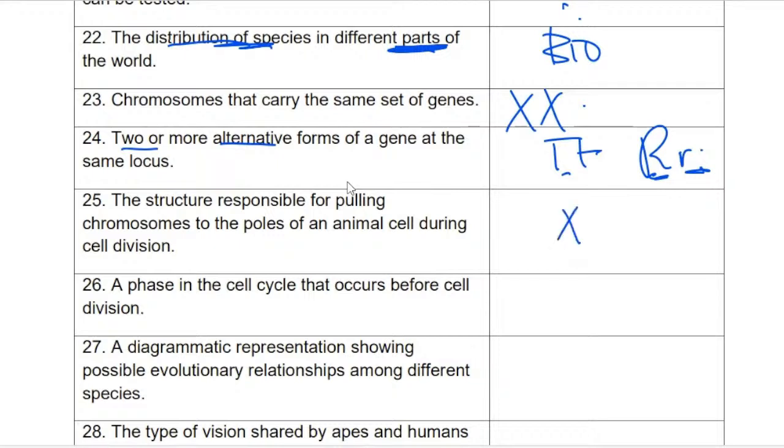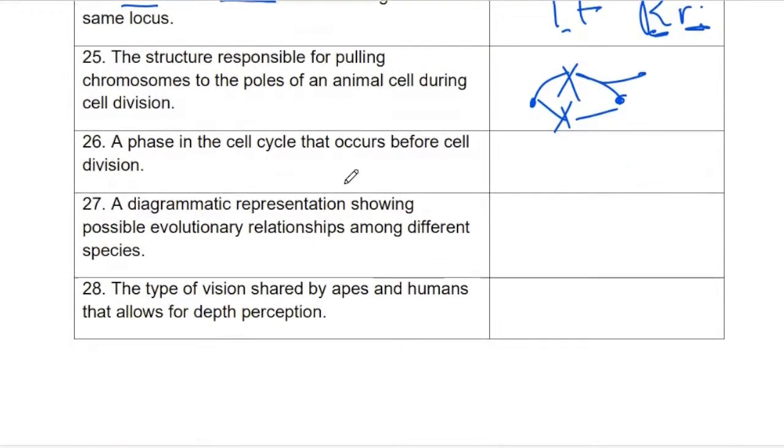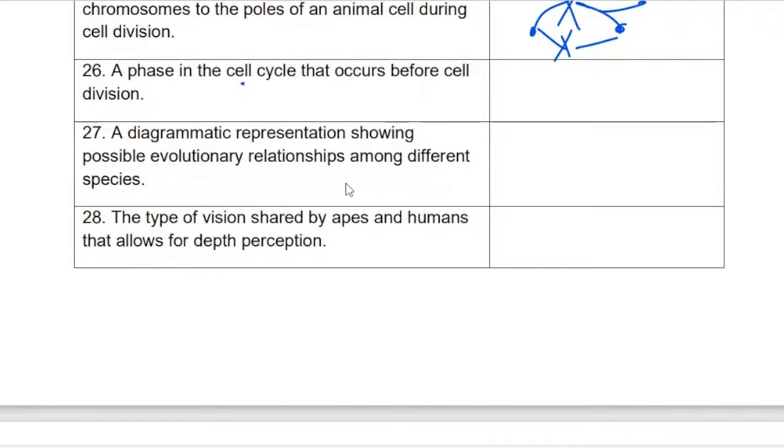The structure responsible for pulling the chromosomes to opposite poles of an animal cell. So opposite poles. How do you call that structure which pulls the chromosomes to opposite poles? We call it spindle fibers, they are the ones which pull. Then they're saying that a phase in the cell cycle that occurs before cell division: interphase. Not a phase in meiosis. They're saying cell cycle. So you talk about interphase.